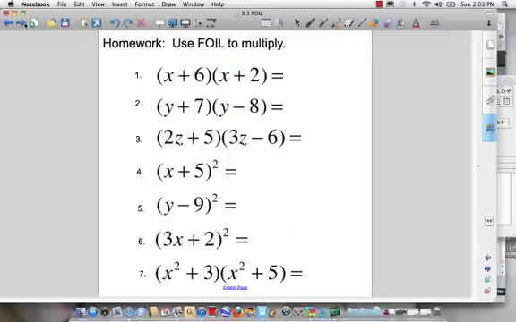Okay, so this is really an important algebra skill. So I've got 7 of them that I want you to practice, and please have them ready at the beginning of class next time.